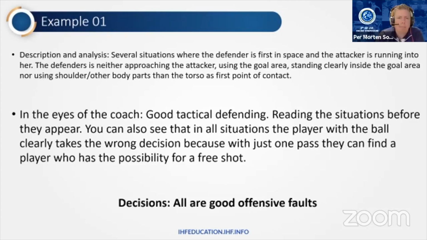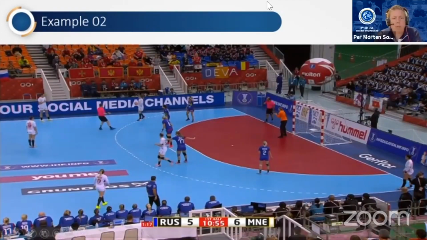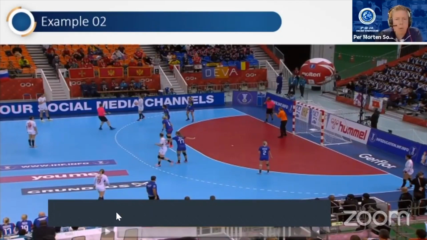Then we move to the next one. Here also you will see 3 situations.